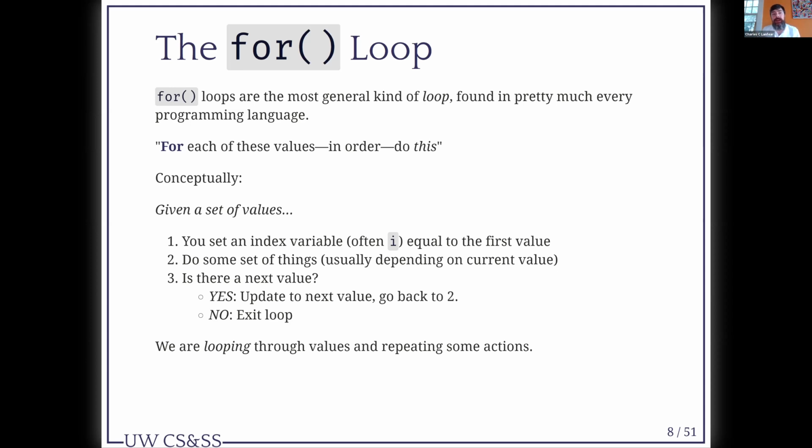So given that set of values, you will set an index variable equal to whatever the first value in that set is. If we're iterating through the numbers 1 through 10, you would set this index to 1. Then we'll do some set of things which often depend on that value. Then once we're done doing those things, we check to see if there is a next value in this set of values. If there is, we update our index to that value and repeat step 2. Then we continually do this until we run out of values in our set. Once that happens, we exit the loop and stop repeating our activities, right? The idea here is that we are looping through this set of values to repeat an action.